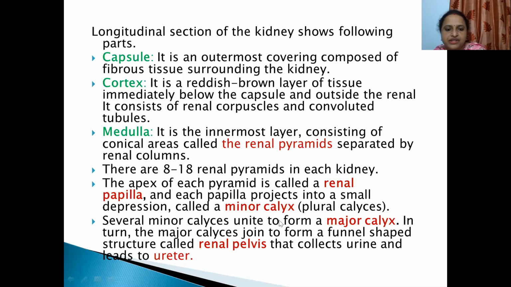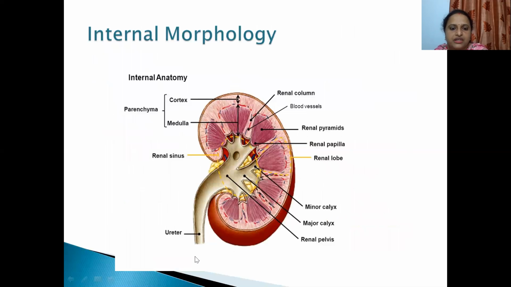Generally, urine forms in the nephron. Finally, the urine gets collected in the pelvis, and from the pelvis, it reaches the ureter, and from the ureter, it goes into the urinary bladder, where it is stored for a while till the process of micturition. So this is the cross section of the kidney.